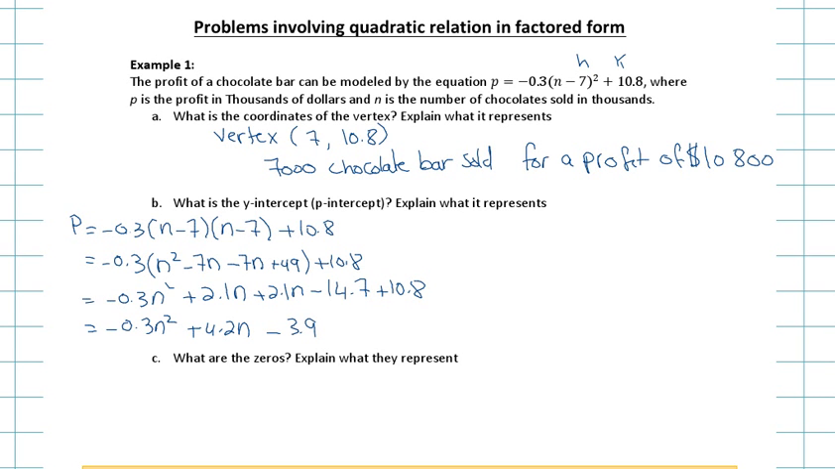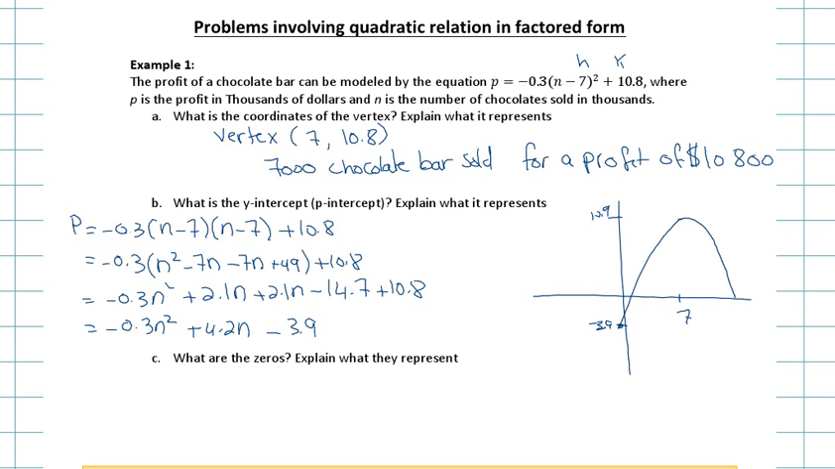Let me show you here. So far I know the negative 3.9, and I know that the vertex is 7 and 10.8. I haven't converted anything else, I converted it to standard form.